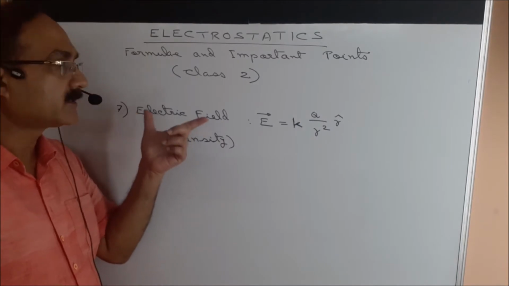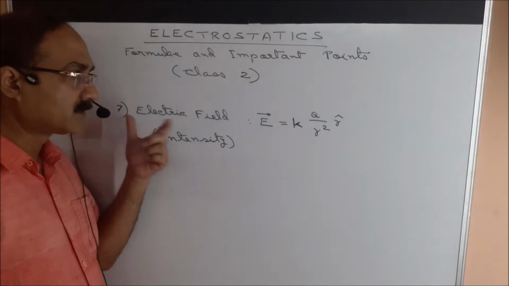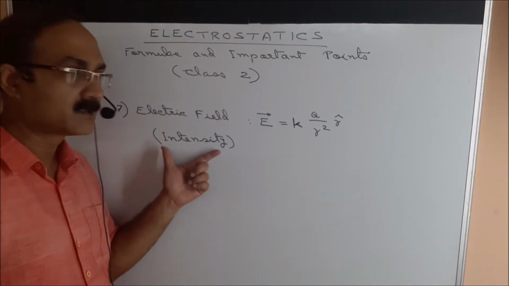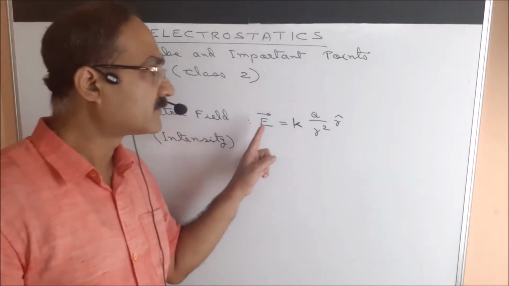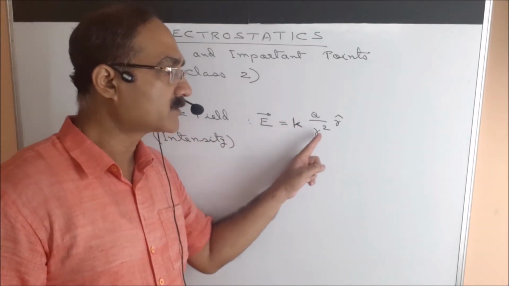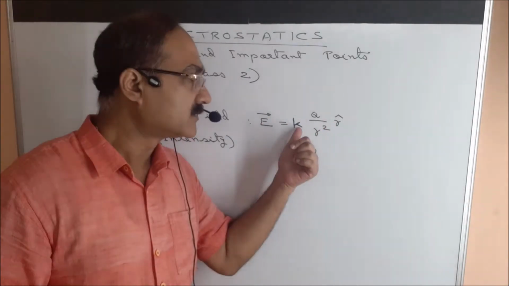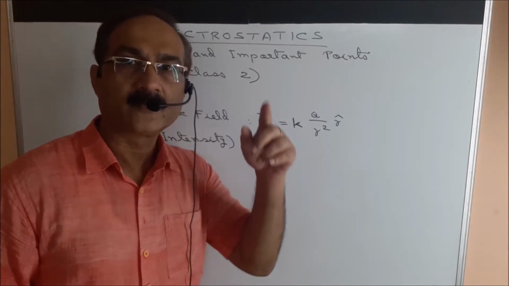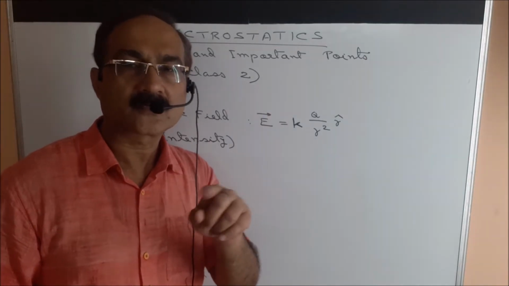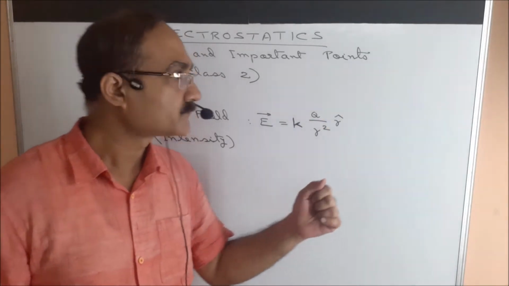This formula is for electric field, formula number 7. So electric field or electric field intensity. The formula is electric field E is equal to K into Q by R square into R cap. Now this K means the normal 1 by 4 pi epsilon naught, or 1 by 4 pi epsilon naught epsilon R, which we had discussed in Coulomb's law.